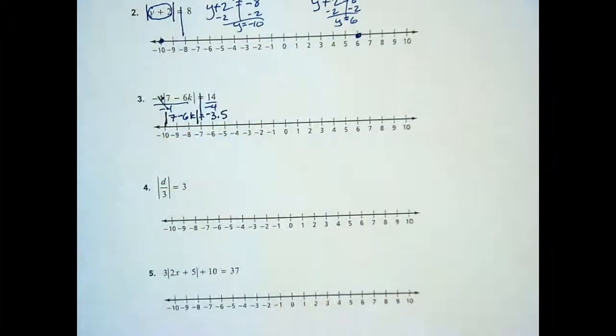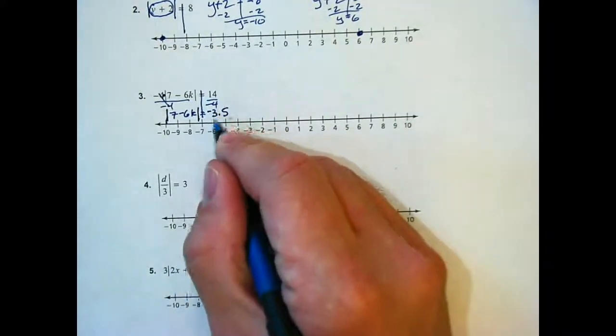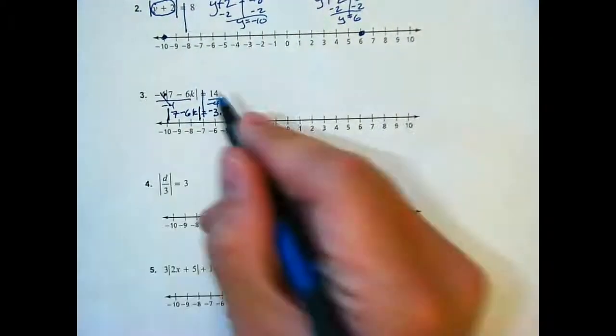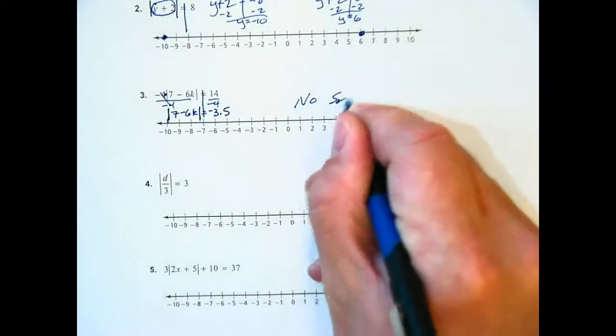How many solutions? 0, 1, or 2? Yeah, 0. How come 0? Negative. Absolute value cannot equal a negative. No solution.